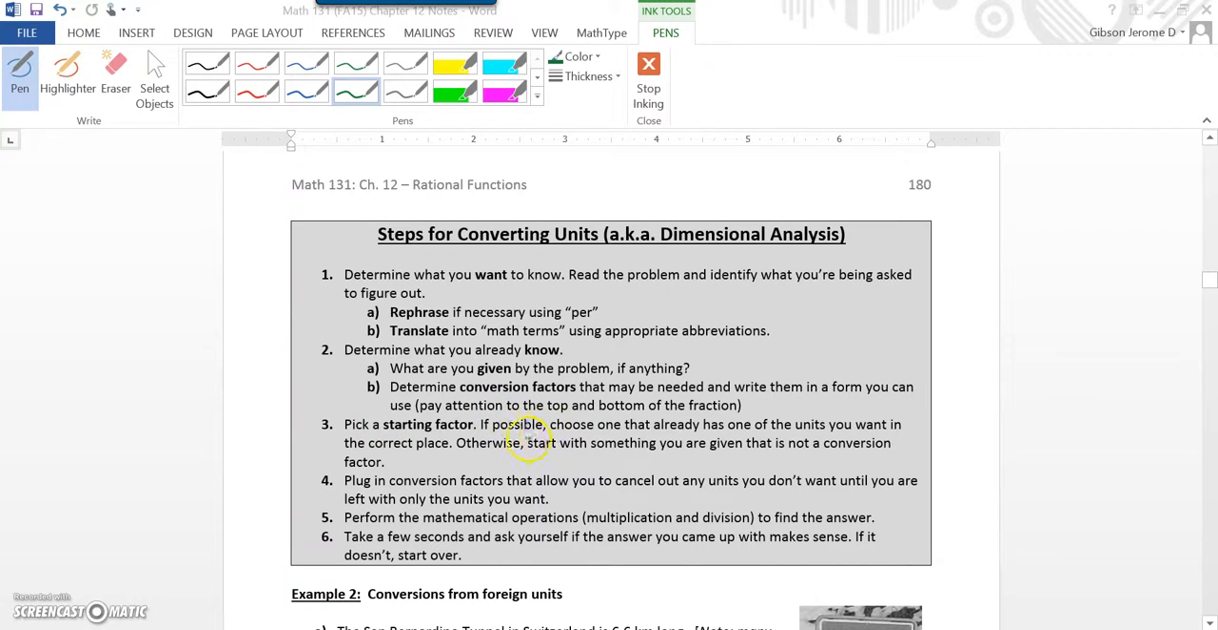Pick a starting factor. If possible, choose one that already has one of the units you want in the correct place. Otherwise, start with something you are given that is not a conversion factor. Plug in conversion factors that allow you to cancel out any units you don't want until you are left with only the units you want. 5. Perform the mathematical operations to find the answer. And 6. Take a few seconds and ask yourself if the answer you came up with makes sense. If it doesn't, start over.